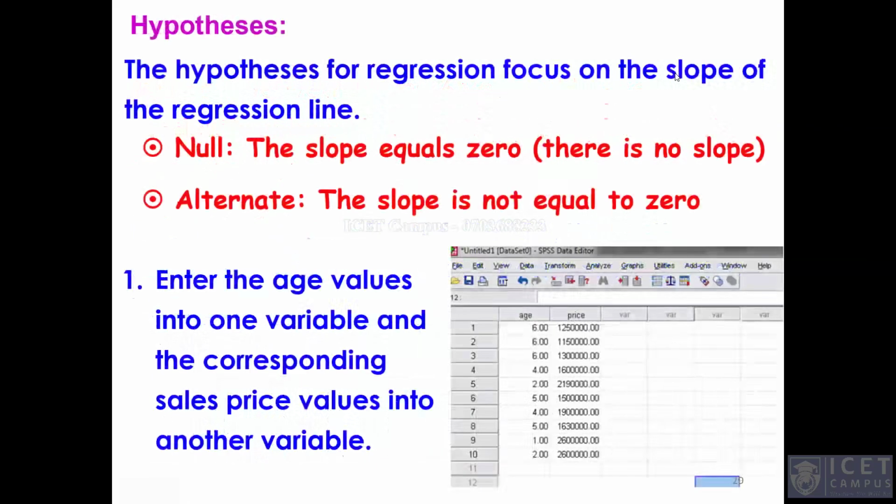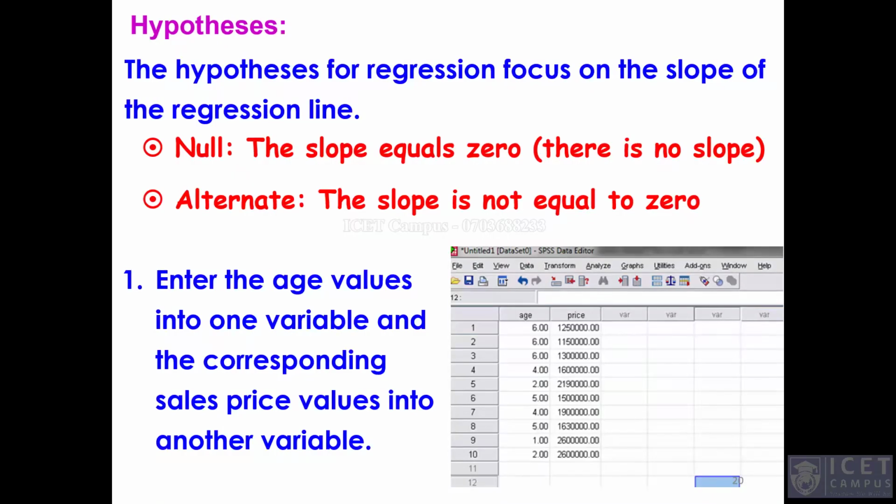Right, so we can write the null and the alternative hypothesis. The hypothesis for regression focuses on the slope of the regression line. Therefore, this is how we can write the null and the alternative hypothesis for regression. The null hypothesis: the slope is equal to zero, or there is no slope. And the alternative hypothesis: the slope is not equal to zero.